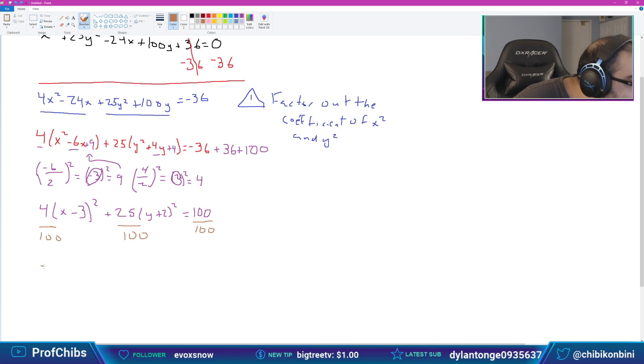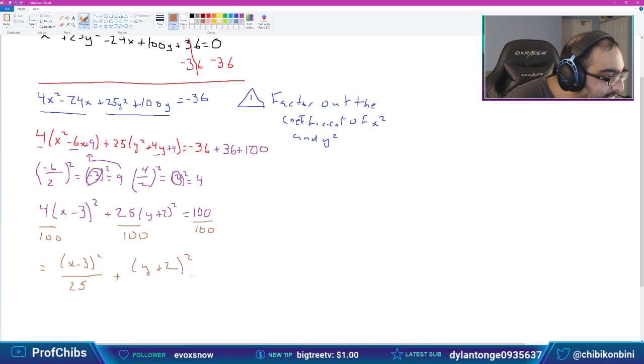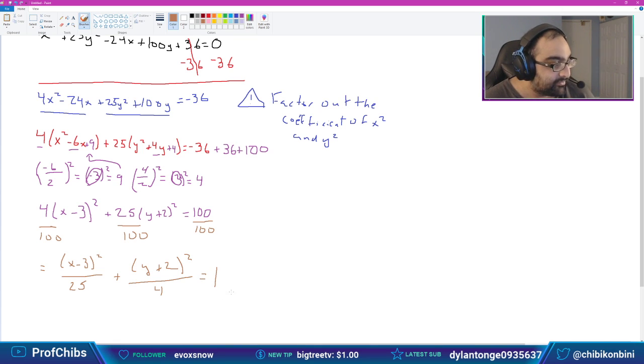In any case, this is equal to x minus 3 squared over 25, plus y plus 2 squared over 4, and this equals 1. Okay. That's what we have here for that. And now we can proceed to do the rest of the problem here.